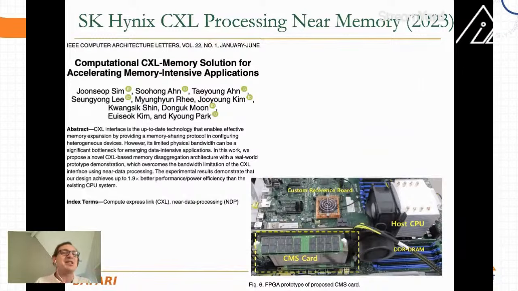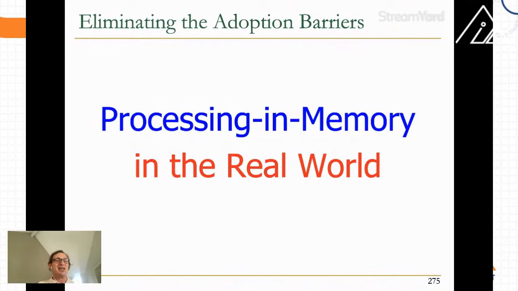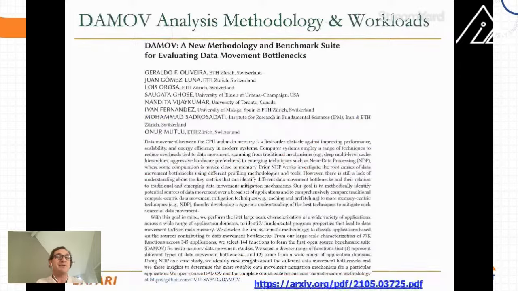And I already mentioned this more recently. CXL interface has enabled some more innovation on the memory side, and major manufacturers are looking into it. So the good thing is we're having processing in memory in the real world, as you can see. So adoption barriers are slowly being eliminated, hopefully. But we also need to do more research and development to make it even more adoptable.